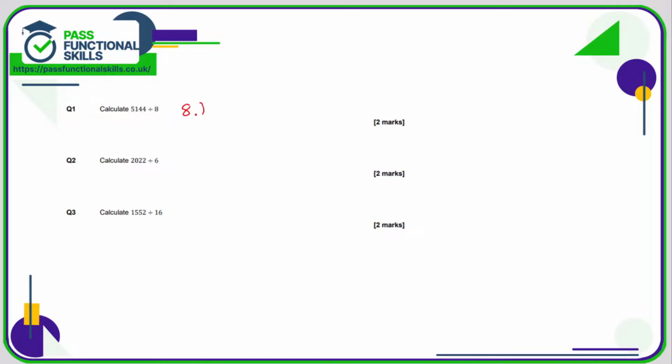So let's do a bus stop. How many 8s go into 5144? 5 divided by 8 is 0, carry the 5. 51 divided by 8 is 6, 6 8s are 48, so that's a remainder of 3. 34 divided by 8 is 4, 4 8s are 32, so that's a remainder of 2. 24 divided by 8 is 3, so the answer is 643.